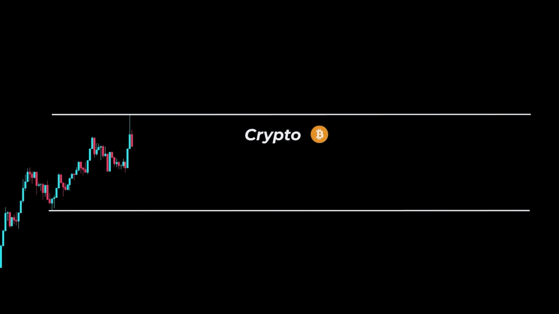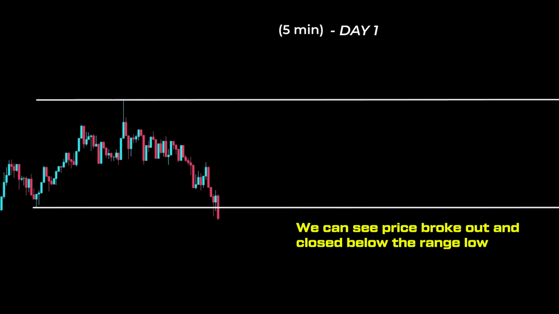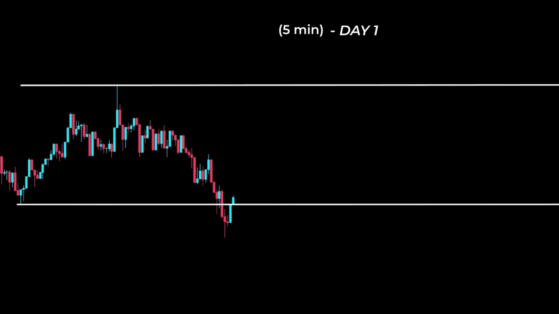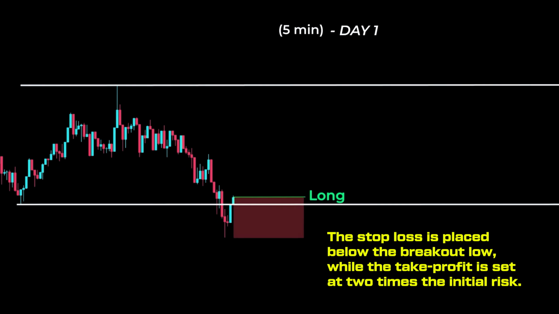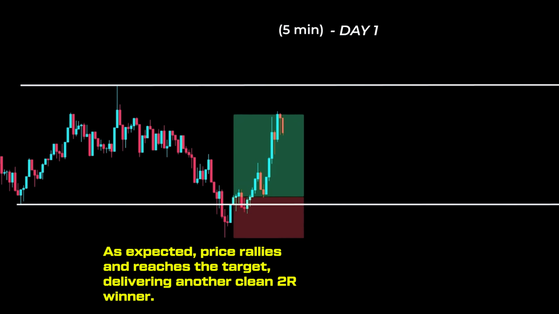On this Bitcoin chart, price breaks below the 4-hour range, closes outside the range, and later closes back inside. We can see price broke out and closed below the range low. Then it quickly closed back above. That gave us a long entry. The stop loss is placed below the breakout low, while the take profit is set at 2 times the initial risk. As expected, price rallies and reaches the target, delivering another clean 2R winner.